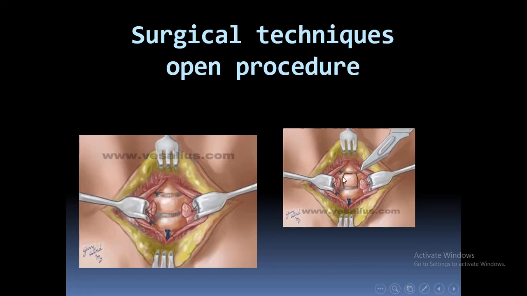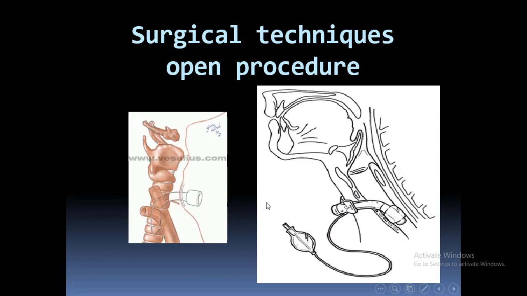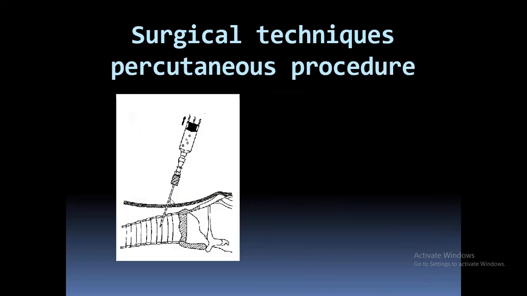This is an incision made in the trachea. So once the incision is made in the trachea, this is called tracheotomy, where you have to make a hole in the trachea. So this is the hole in the trachea, and after inserting the tube, you have converted this hole into an ostomy. Then the percutaneous procedure.